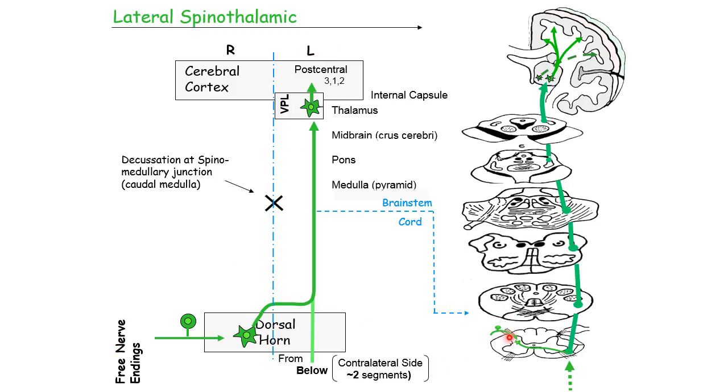We see those pathways here, crossing at the anterior white commissure and then occupying this anterior lateral position and staying lateral all the way up through spinal cord and brainstem until it gets to the thalamus.